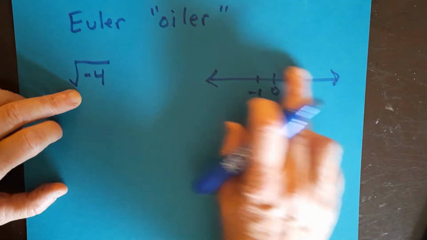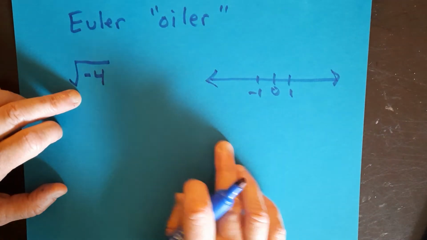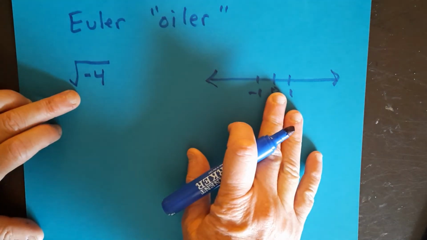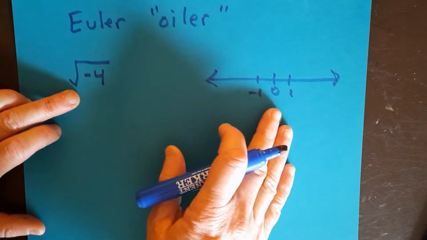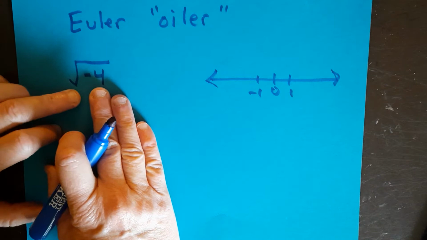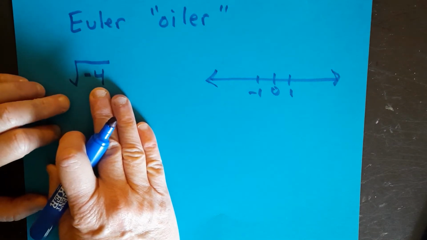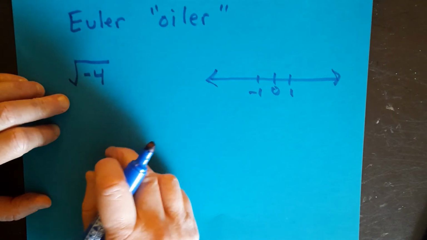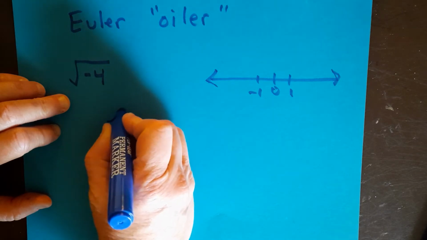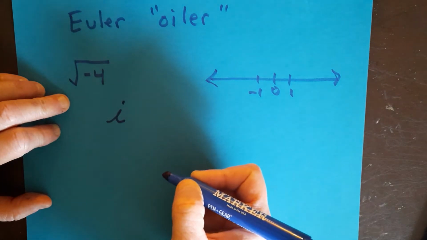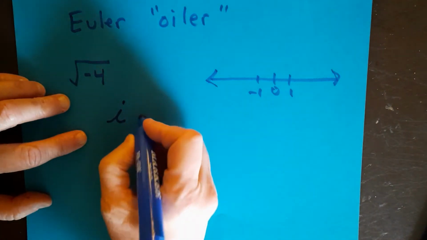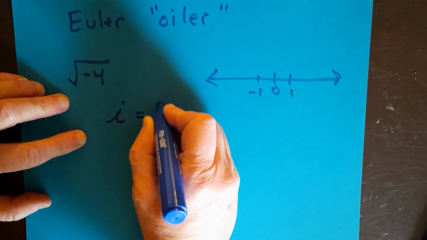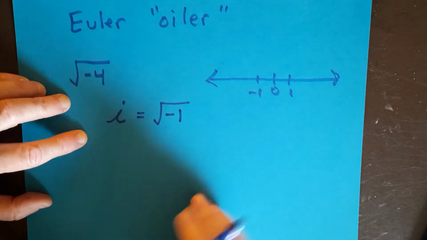These are all the real numbers. Real numbers are ones that we can plot on a number line. Imaginary numbers can't fit in there. We have to come up with an imaginary number to make this problem work. So this man named Euler came up with a number that he called i, and it's written like that. And he said that i equals the square root of negative 1.